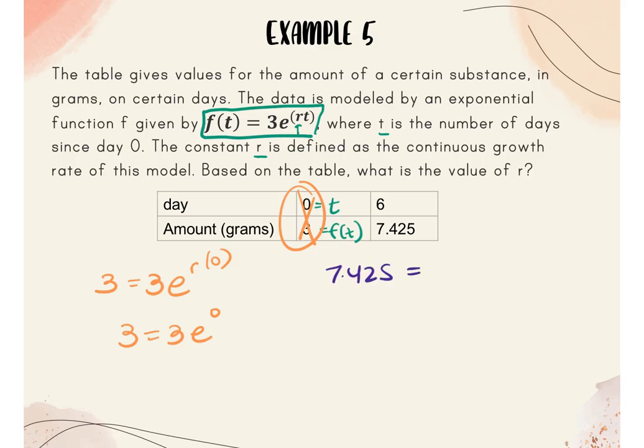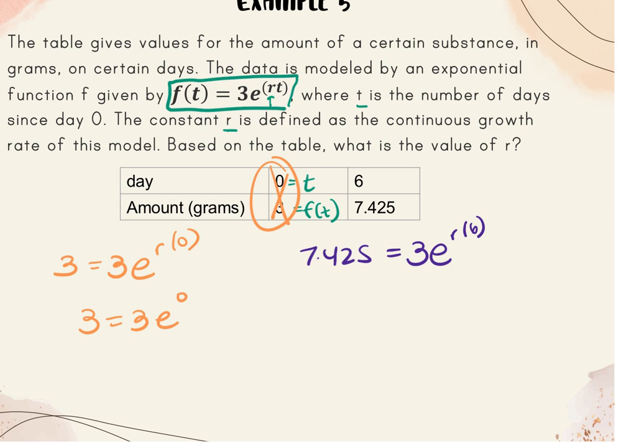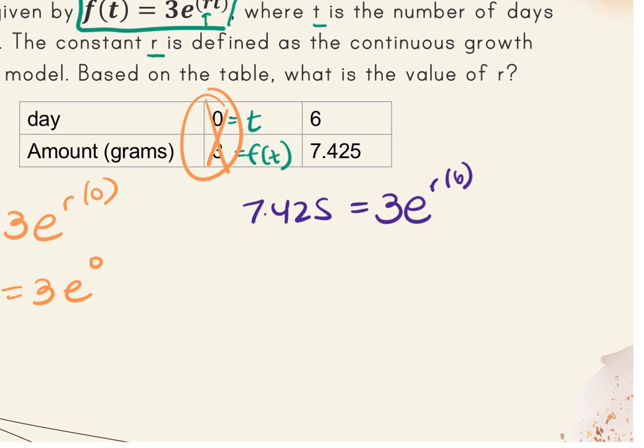7.425 equals 3 times e to the r times 6. Now this goes back to logs, which we haven't reviewed yet. But if I have an exponent that I need to get to, then the goal would be to solve for its base and then log both sides of the equation, or ln both sides of the equation. So because this is an e, I'm going to ln. Divide both sides by 3. So 7.425 divided by 3 is 2.475. That equals e to the 6r.